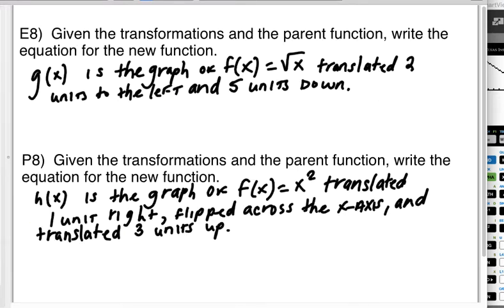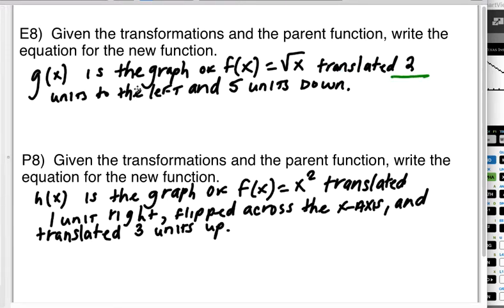Okay, cool. Let's talk about E8 and P8, which I've squeezed on one page. So now I'm going to give you a sentence in words with the transformations, and I'm going to ask you to write the expression that has that. So in E8, g of x is the graph of f of x equals the square root of x, so that's my parent function, right? Translated 2 units left and 5 units down.